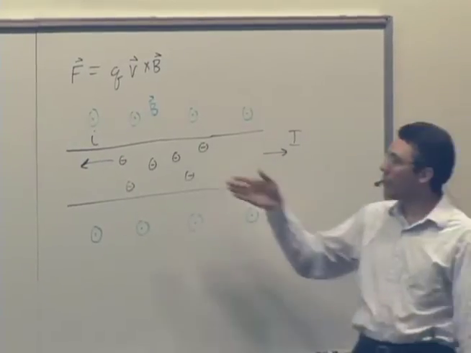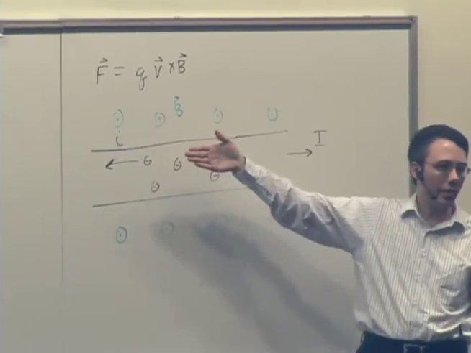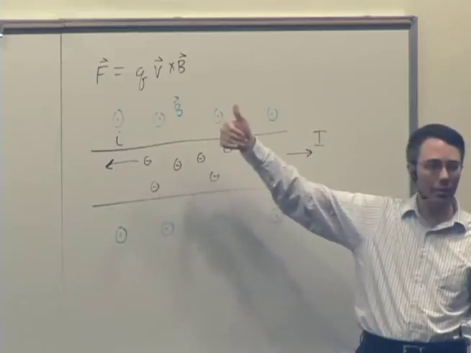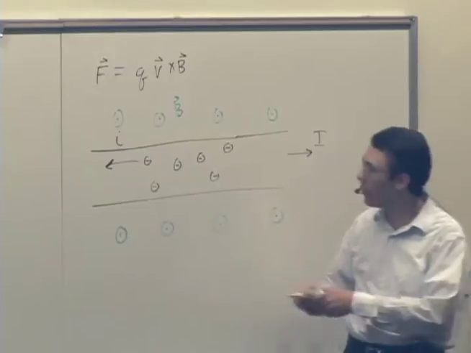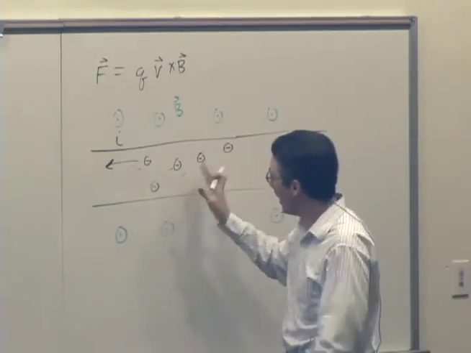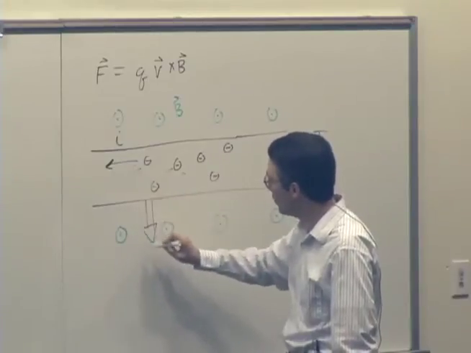So an individual electron moving in this direction would experience a force in what direction? Let's see, V cross B is up, but we have to multiply it by the charge, right? So we're going to get a force pointing downward. So electrons would actually be deflected downward. And since there are so many electrons, we would actually see a force on the wire.